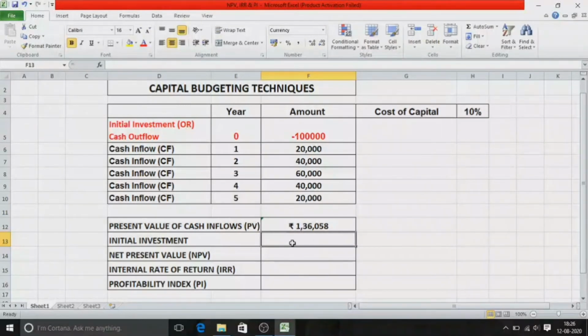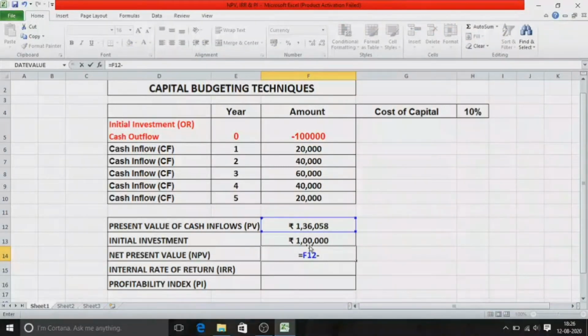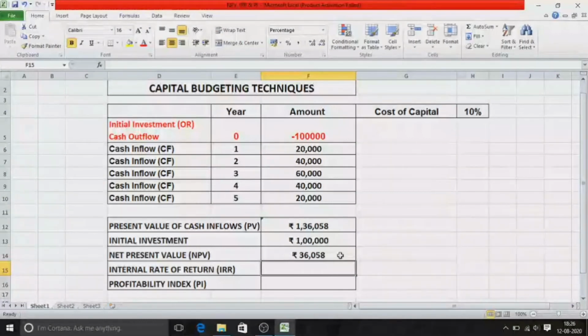Our initial investment is 1 lakh rupees, so we will take the same, and then the NPV. NPV equals the present value of cash inflows minus the present value of cash outflow, or you may say the initial investment. So the NPV of the project is 36,058 rupees. NPV basically means the net profit of the project after taking the time value of money into consideration.